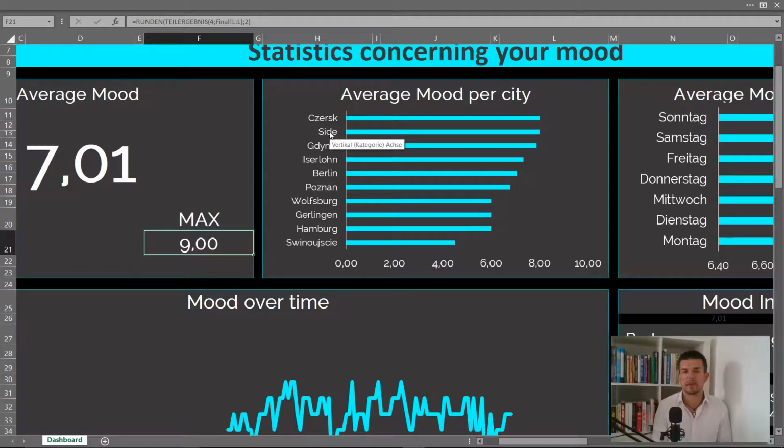Side is where we spent our family vacation in Turkey. Gdynia is where my mother's family lives. Iserlohn is where my mother lives, so when I'm there, my mood tends to be higher. Poznan is where I studied psychology. Wolfsburg is where I work for clients.